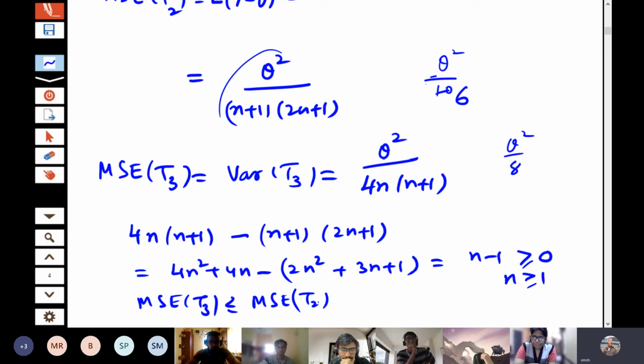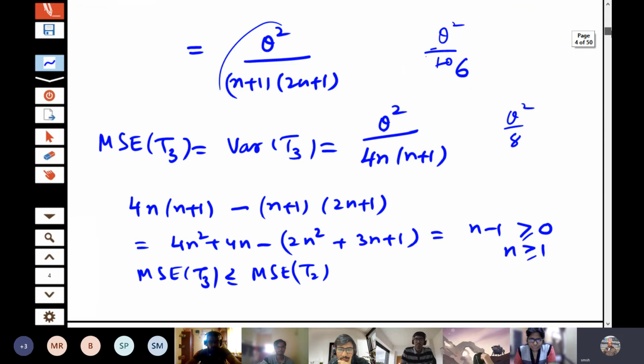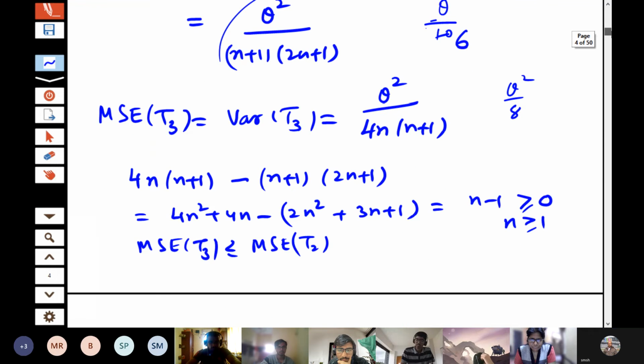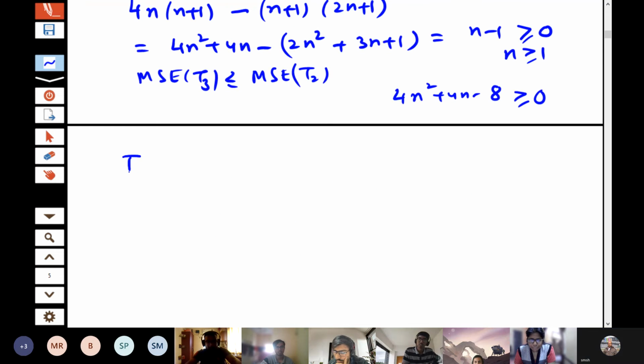Okay, what about comparison with T1? T1 you have theta square by 8n. So you compare again. For example, if I want to compare with T3, this is 4n square plus 4n minus 8. So in general, if I take n is equal to 1 itself, this is 8, and therefore this is greater than or equal to 0, isn't it? So T3 is better than both T1 and T2.